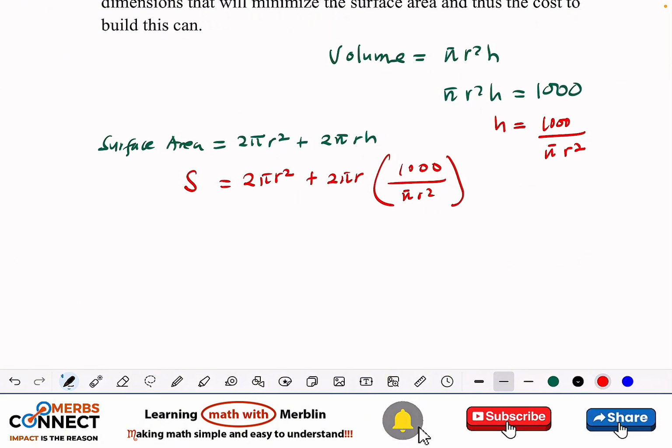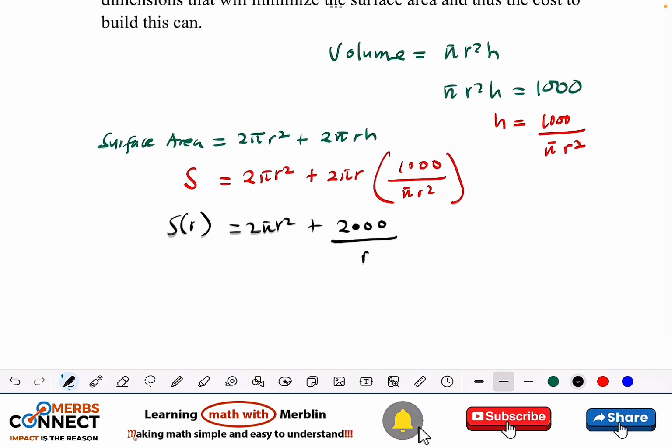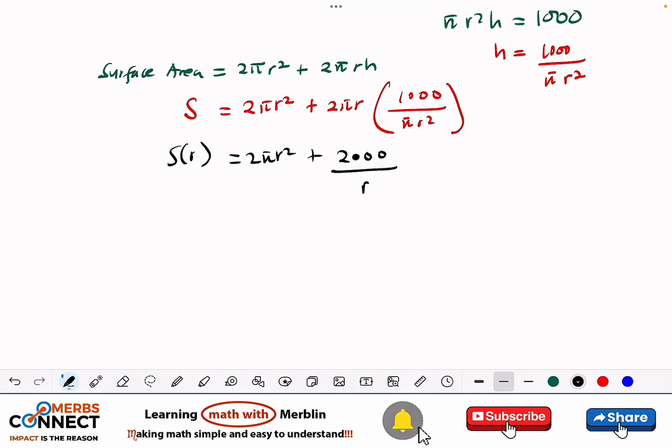So let's do that. Multiply this, and you are going to have 2 pi r squared plus, pi will cancel, one of the r's will cancel, so I'm going to have 2000 divided by r. So this is what I'm going to get. And since this is in terms of only r, I can write this as S of r, meaning that if I want to get the critical values, I'm going to differentiate this with respect to what? r. So let's do that.